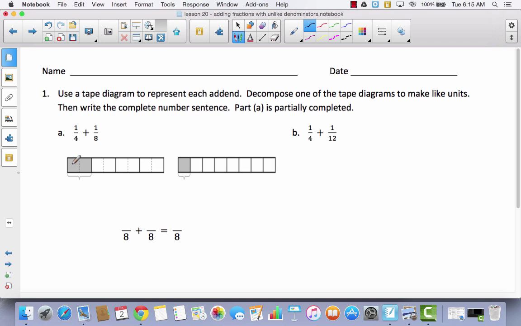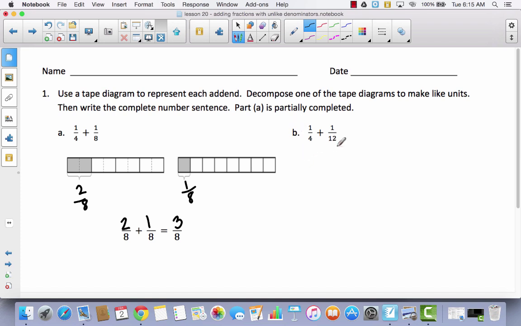So now instead of 1 out of 4, I have 2 out of 1, 2, 3, 4, 5, 6, 7, 8. Now I have 2 eighths, and here's my 1/8. So 2 eighths plus 1/8 equals 3 eighths. All right, so let's do the same thing to B.